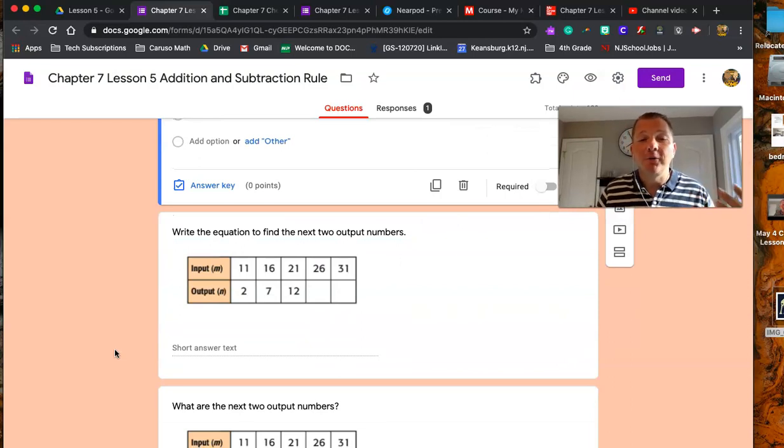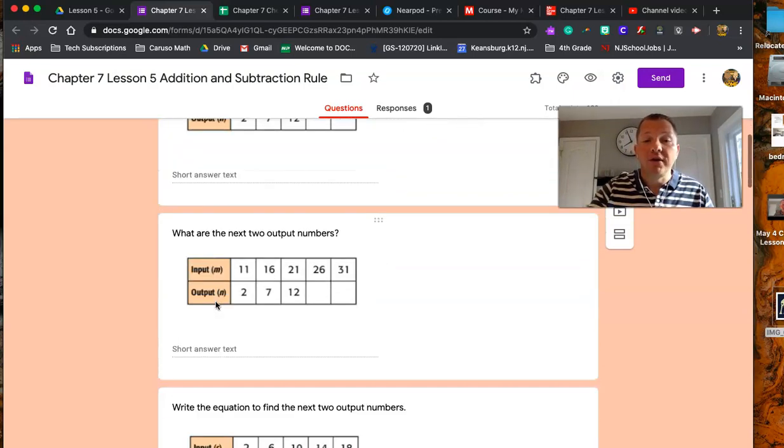So for this, you're going to write out, this gives you the input-output chart, and you're going to have to fill out the equation first before you fill in the missing terms. So this says write an equation to find the next two output terms. It's telling us right here that our input is M, our output is N, and we have to write out an equation. So your equation is going to have an M on the left side of the equal sign, a number, you'll have to figure out what that number is, and what symbol it is: add, subtract, multiply, or divide. Then you're going to have an equal symbol, and then the output, which is N, on the right side of the equal sign.